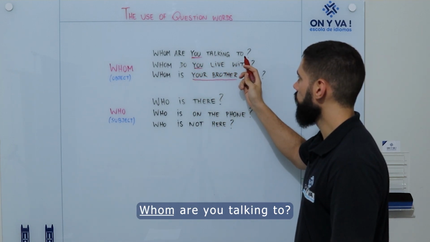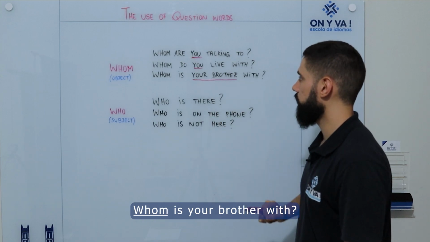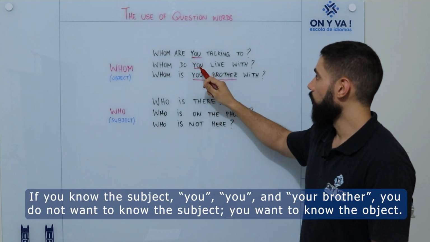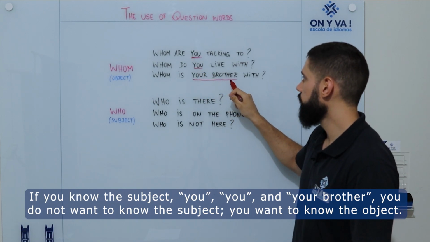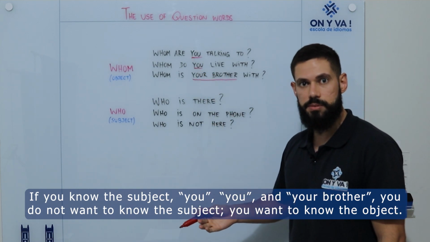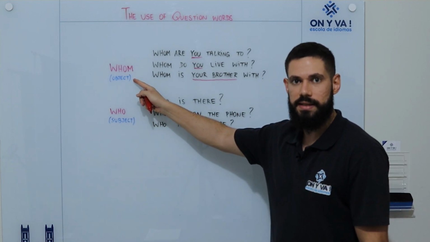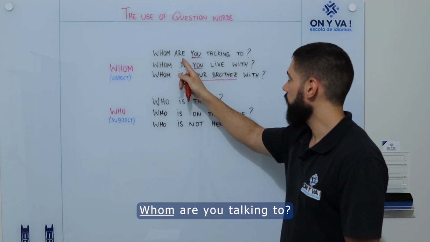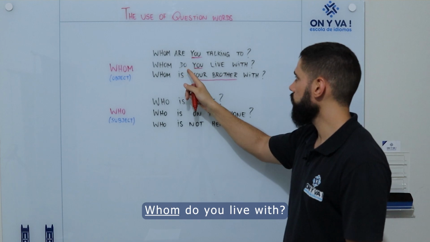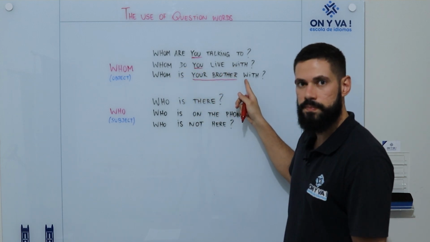Whom are you talking to? Whom do you live with? Whom is your brother with? If you know the subject, your brother, you don't want to know the subject, so you want to know the object. That's why you need to use whom in the sentences. Whom are you talking to? Whom do you live with? Whom is your brother with?